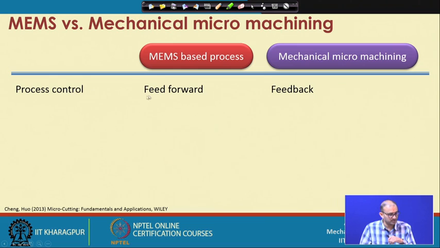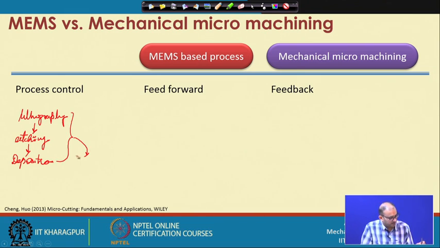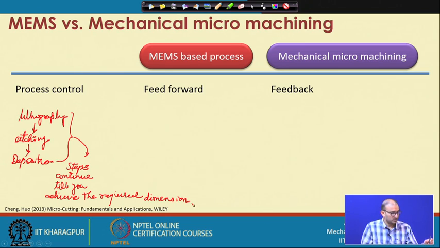Now, the next one is process control: feed forward versus feedback control. In a MEMS product, we have a lot of processes: lithography, then the etching process, then deposition. These processes continue till you achieve the required shape or the required dimension of the feature. Here the order will not be much of a problem, because etching may take place first, or this may come first, or that may come first, but it will continue, because in a single step you cannot fabricate the feature.